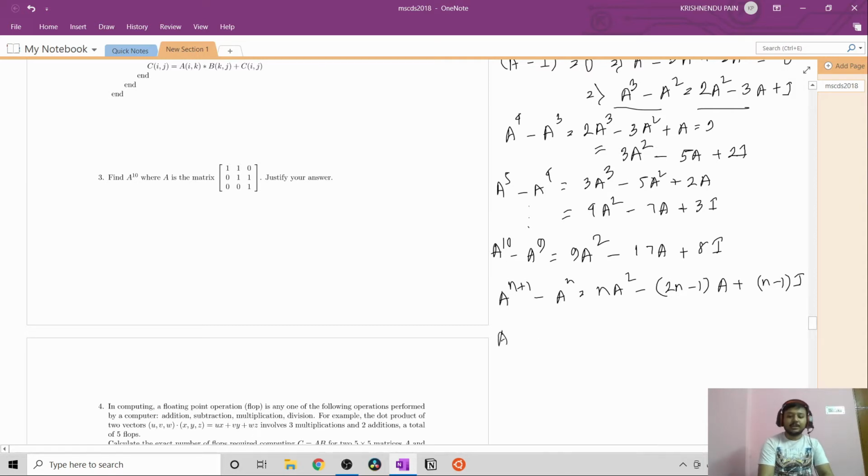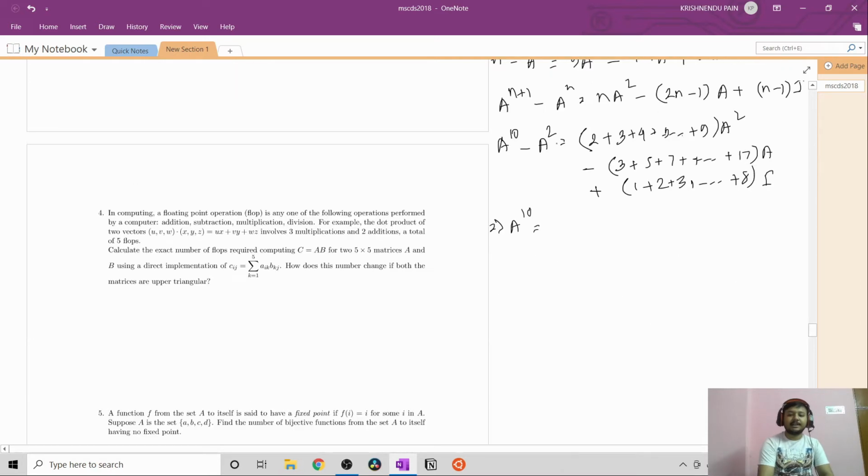So we will get A to the power 10 minus A square, which is equal to 2 plus 3 plus 4 up to 9 A square minus 3, 5, 7 up to 17 A plus 1 plus 2 plus 3 up to 8 I. If we calculate this, we will get the value of A to the power 10 minus A square. Take this A square to this side, so we will get 1 plus 2 plus up to 9 A square.